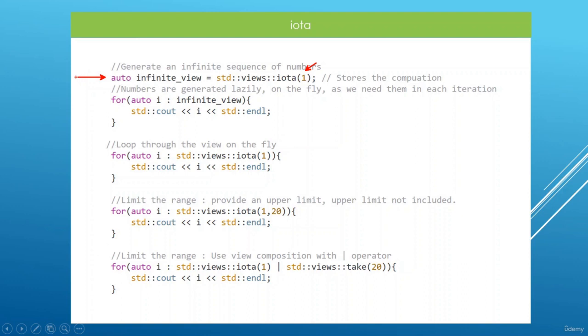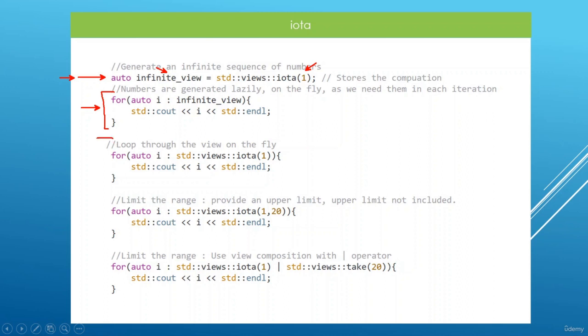Now, once we do what we have on this line here, we're not going to see anything on the terminal because this is just setting up computational information and storing that in this variable called infinite_view. To see the data, you have to loop through this view. If we try to do that, this is going to loop forever because this is an unbound view, or an infinite view, that is going to print forever if you let it do so.